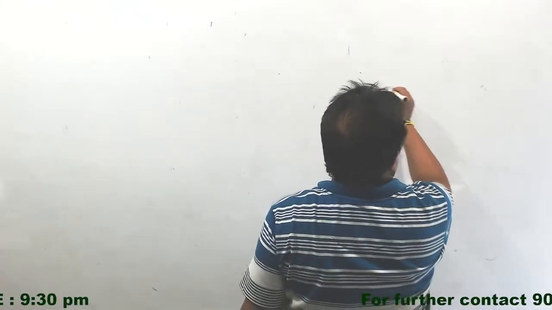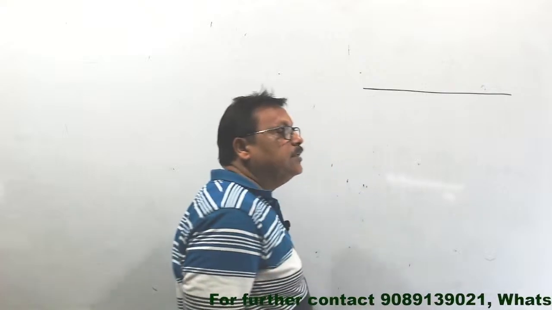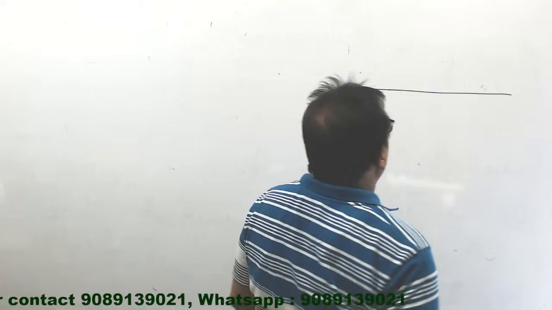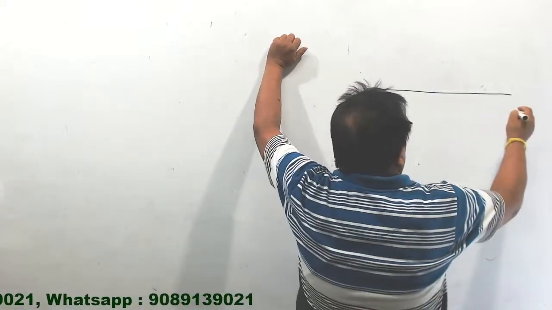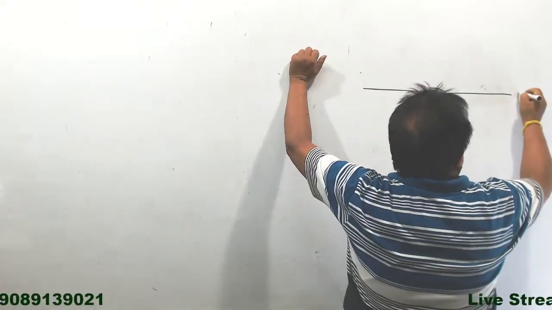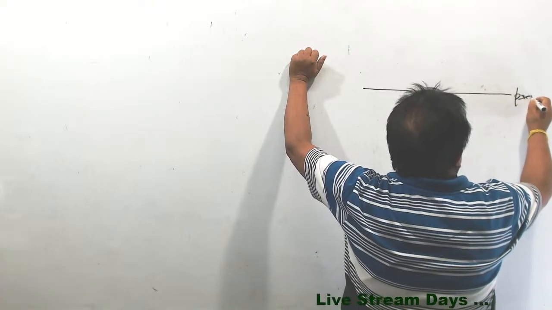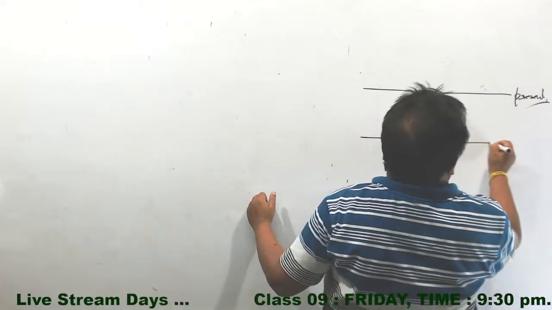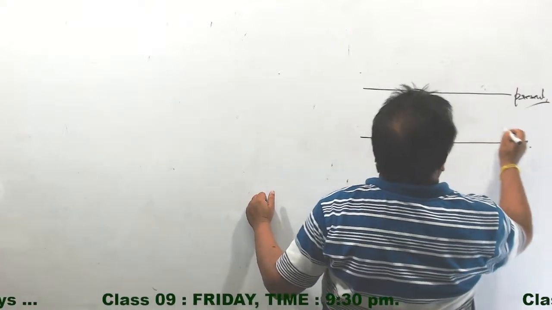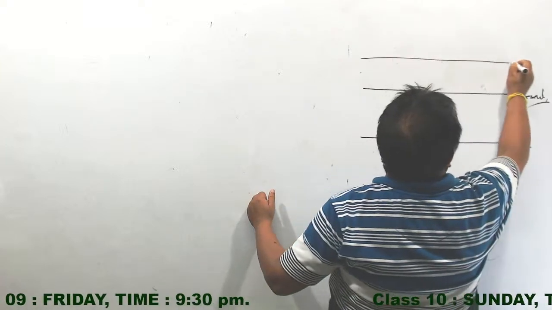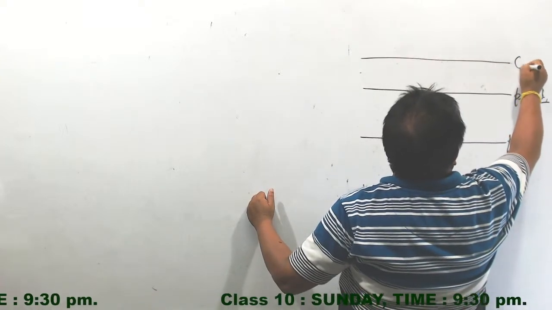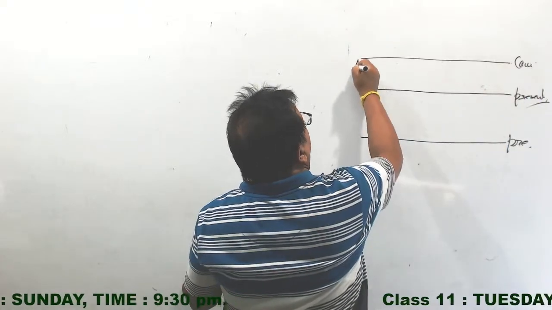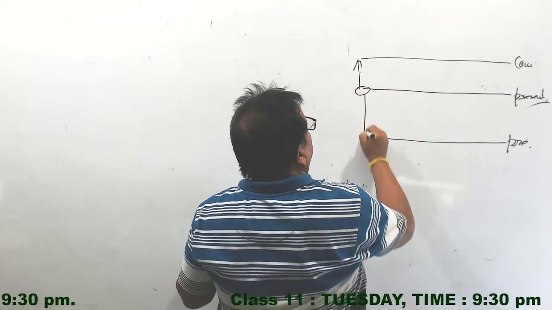First, we draw a line. This is an imaginary number line, an imaginary timeline. Say this is the present time, this is the previous time, and this is the coming time, the future. It is the present. It is the past.